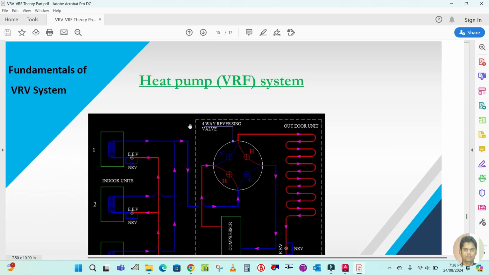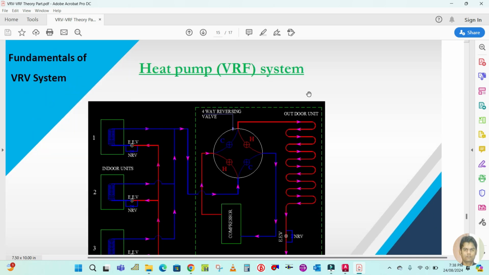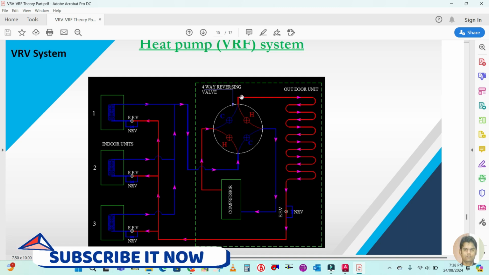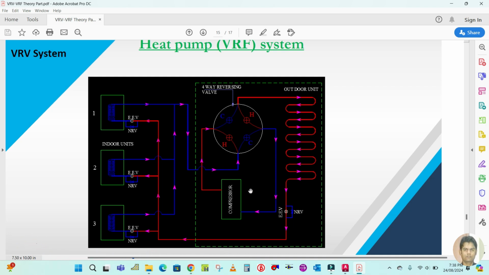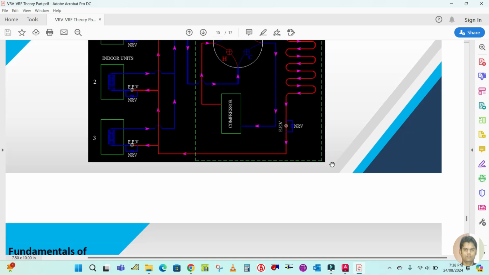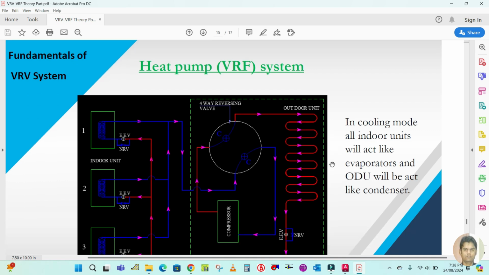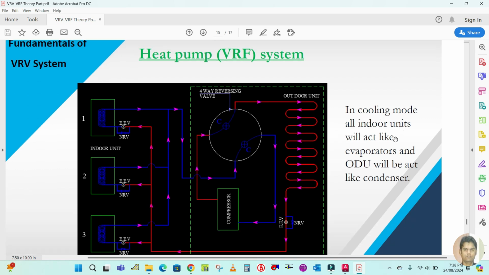And here is the heating system. In this heat pump type, there is a four-way reversing valve available in the outdoor unit. Whenever you want cooling mode, the valve will reverse and provide the cooling. If you want to run this machine in heating mode, it will work in reverse mode. In the heat pump cooling mode, all the indoor units will act like evaporators, and the outdoor unit will act like a condenser.